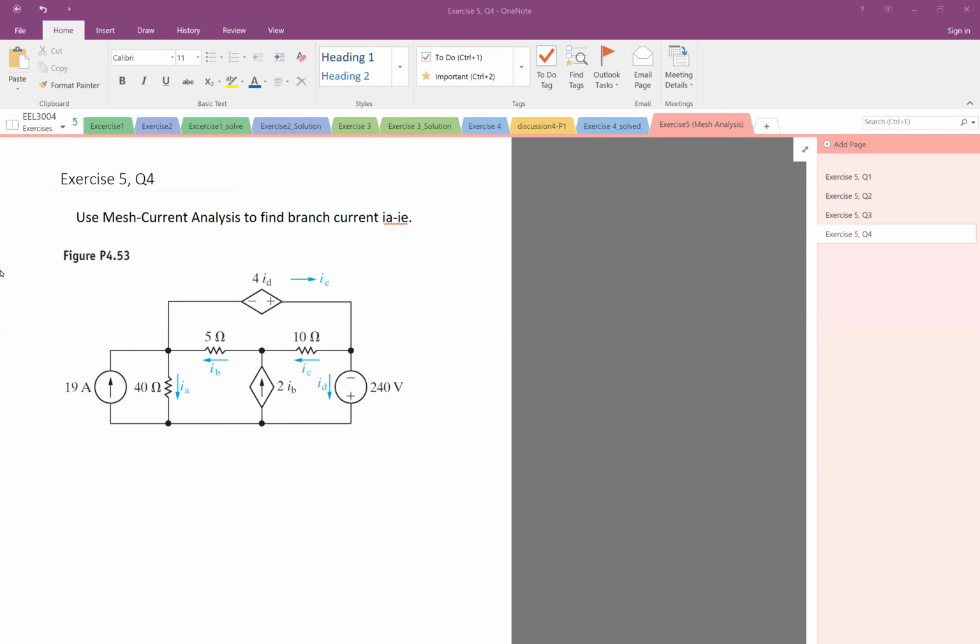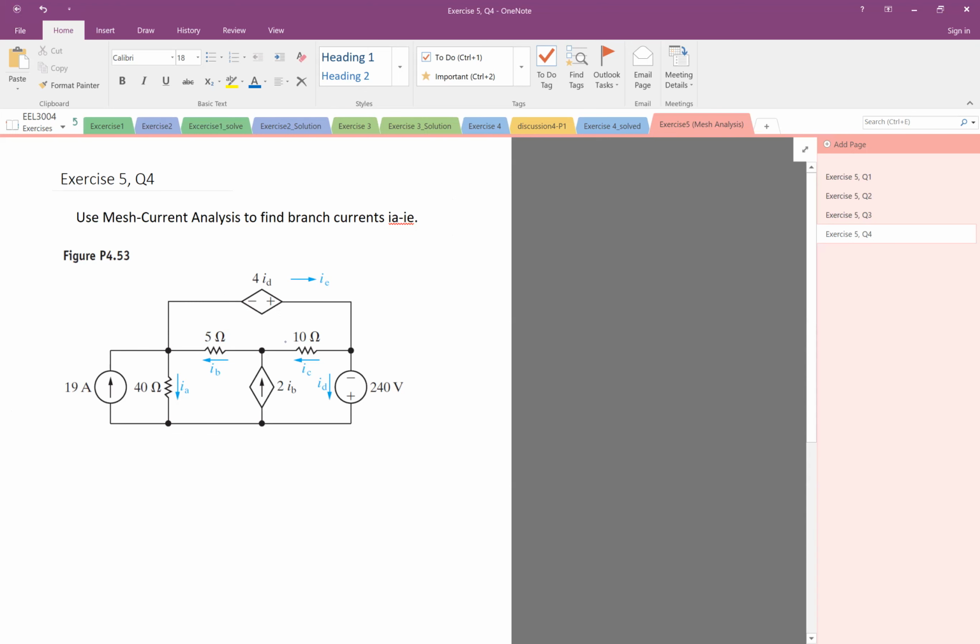Use mesh current analysis to find the branch currents IA to IE. Okay, so a circuit is given. Eventually, we want to find the branch currents, but we do the first, basically mesh currents, and then we go from there.